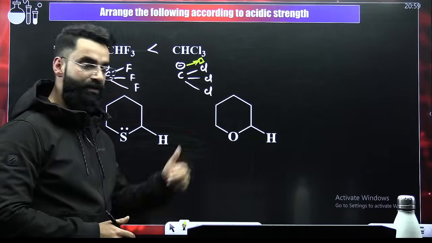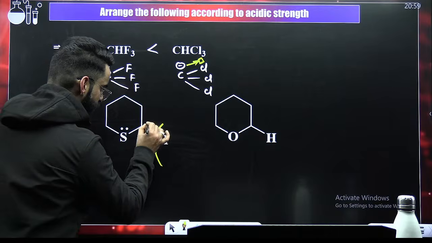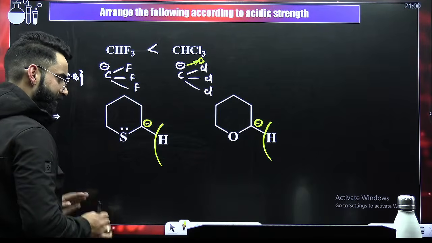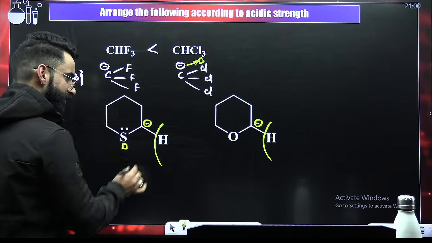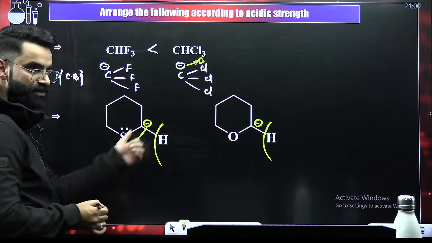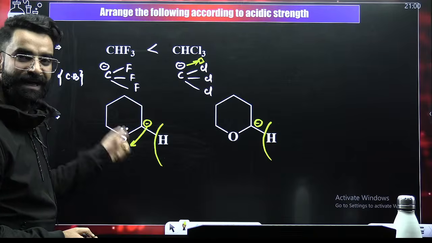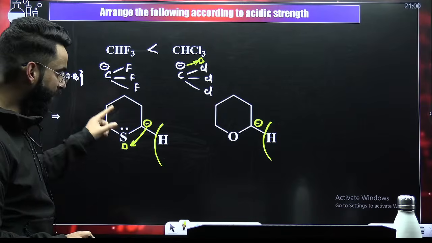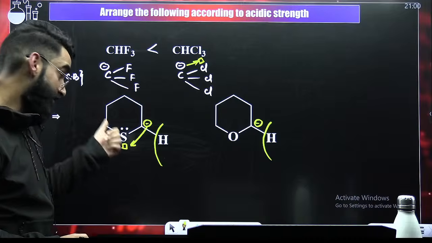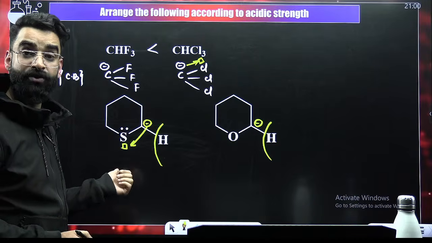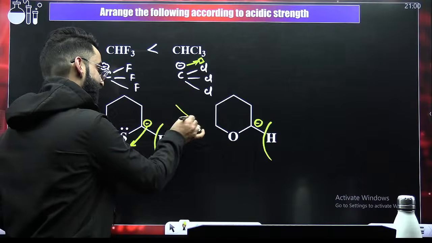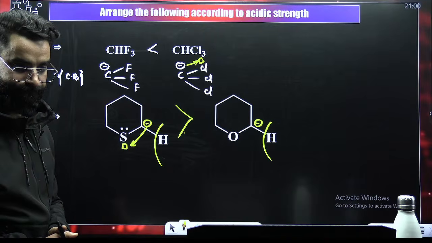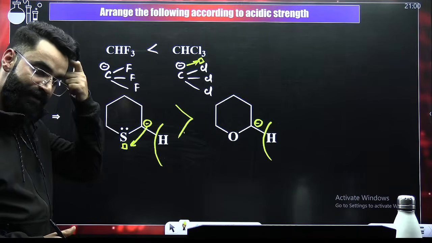Now, if you compare these two, when you take hydrogen out as H positive, you'll get a negative charge here. Right? Perfect. Now, sulfur has a vacant d orbital. So there's a possibility of back bonding here, and back bonding stabilizes the carbanion. So what I'm trying to say is back bonding stabilizes the conjugate base. The more stable the conjugate base, the stronger the acid is going to be. So this is the acidic strength order.